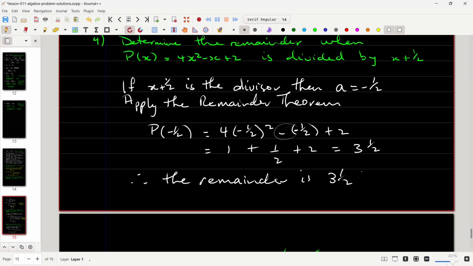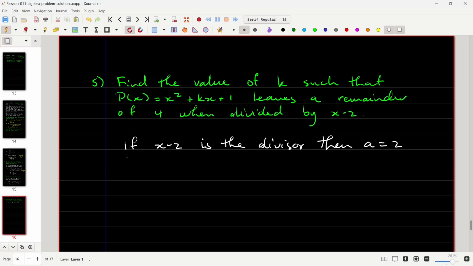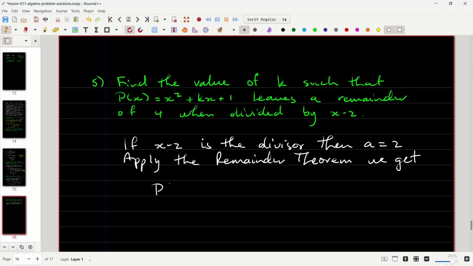is 3.5. This one says find the value of k such that this leaves a remainder of 4 when divided by, I didn't select the whole thing. So divided by this. Okay, so if x minus 2 is the divisor, then a would be equal to 2, right? Applying the remainder theorem, we would get that p of 2 would be equal to 4.